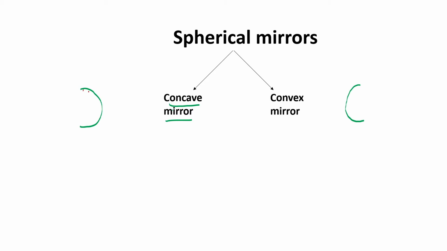Shade the other side. The one which is shown in green color is the reflecting surface and this is the other region, the one which is shaded. For this convex mirror, you must shade inside. This is the other region. The green color shows the reflecting surface. This is how you draw a mirror.